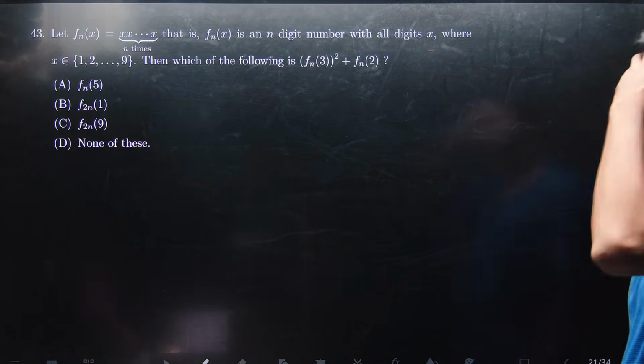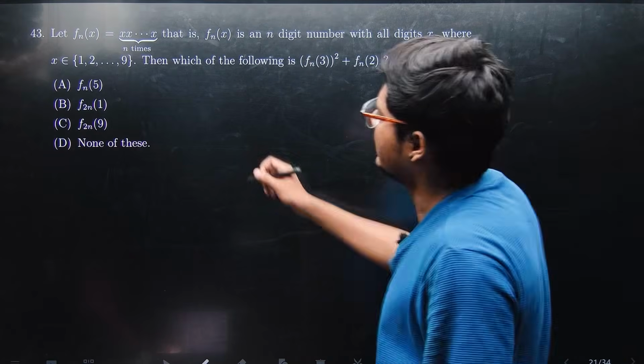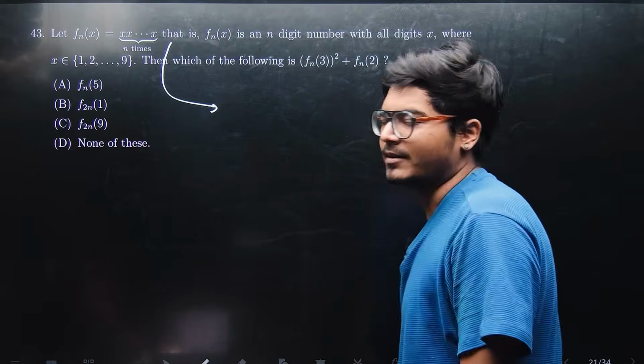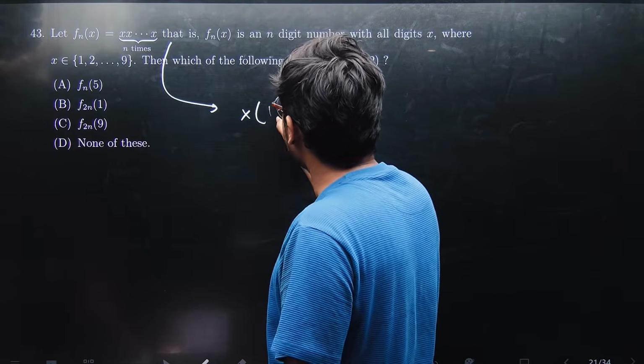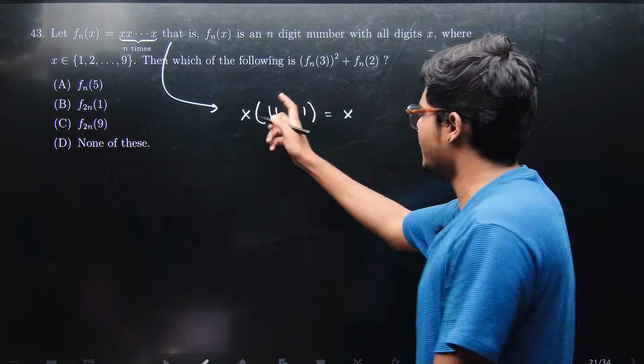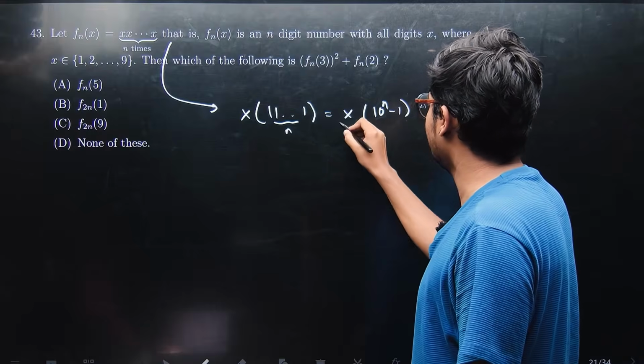43. Let f(x) be x repeated n times, then which of the following is the value of this? Okay, observe that this is a very standard form. Whenever you have a digit that gets repeated n times, what do you write this number as? This is nothing but x times 111 n times. It's going to be x times the sum of the GP 1 plus 10 all the way till 10 power n minus 1. So that should just turn out to be 10 power n minus 1 by 9.